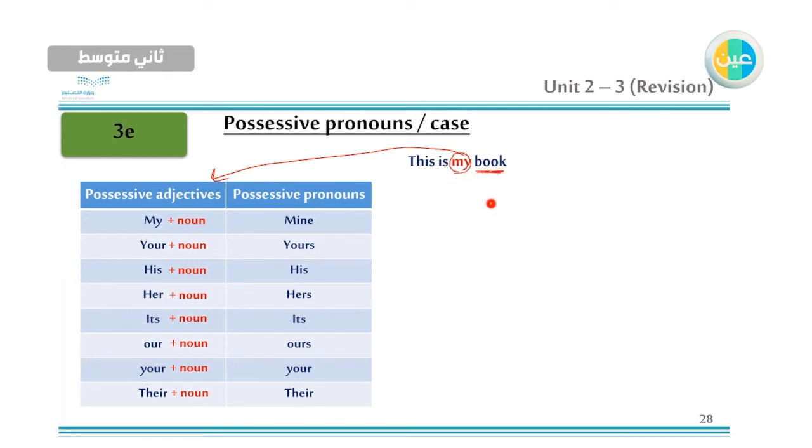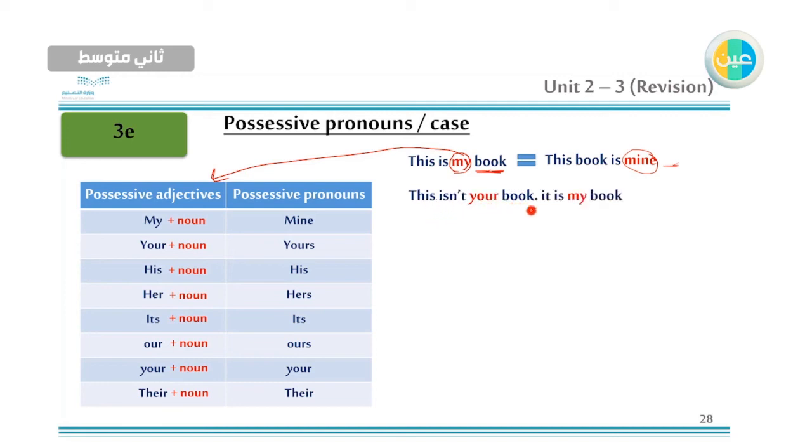And here's an example of using a possessive pronoun. This book is mine. Okay, so this is the possessive pronoun, and it's not followed by anything. So they both have the same meaning. This is my book, this book is mine. Okay, now let's have another example.